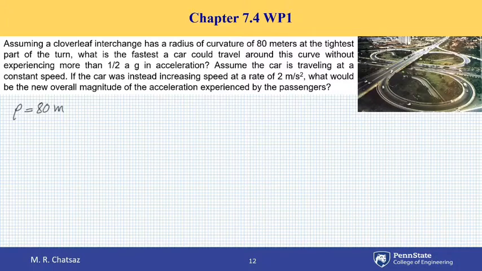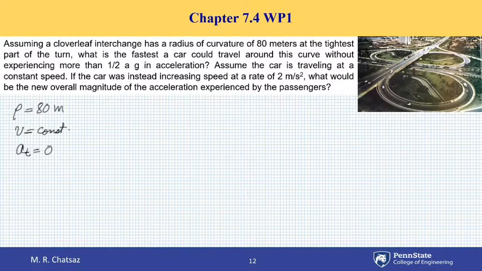It says, what is the fastest a car could travel around this curve without experiencing more than half a g in acceleration? And it says, assume the car is traveling at a constant speed. This is a way to say that tangential acceleration is 0. If v is constant, then its derivative, which is a_t, is 0.